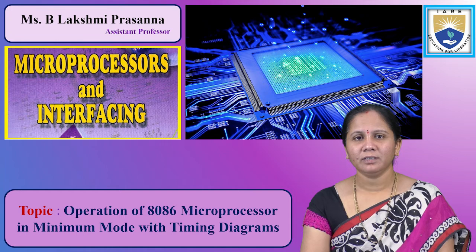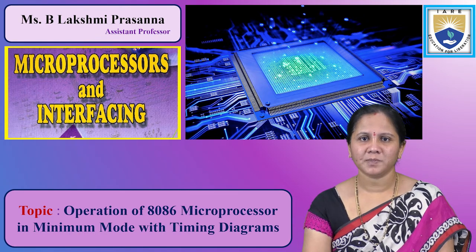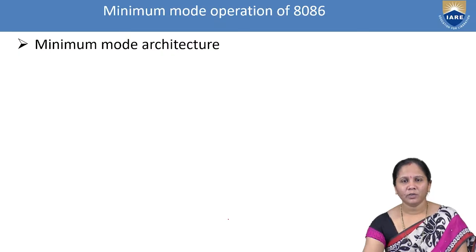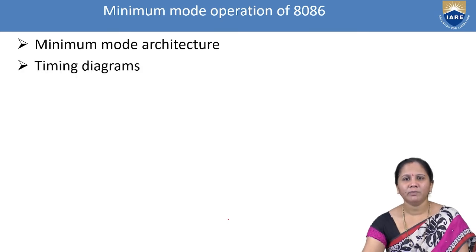In this session, we will discuss the operation of the 8086 microprocessor in the minimum mode with the help of timing diagrams. In order to know the operation of 8086 in the minimum mode, first we have to know how the architecture of 8086 will be when it is operating in the minimum mode. Then the operation of any architecture we will discuss with the help of timing diagrams.